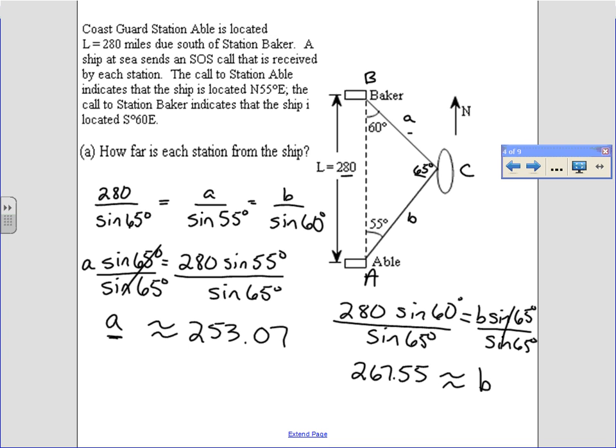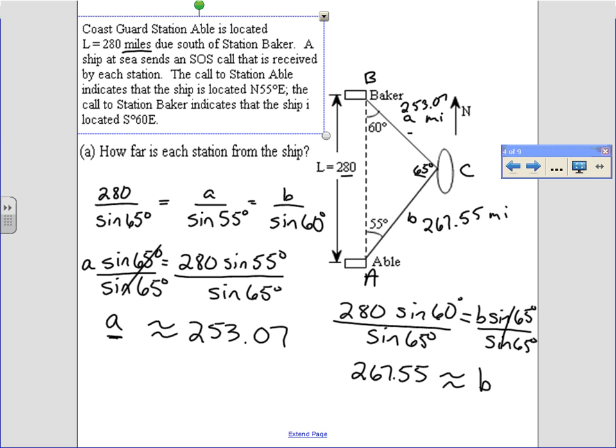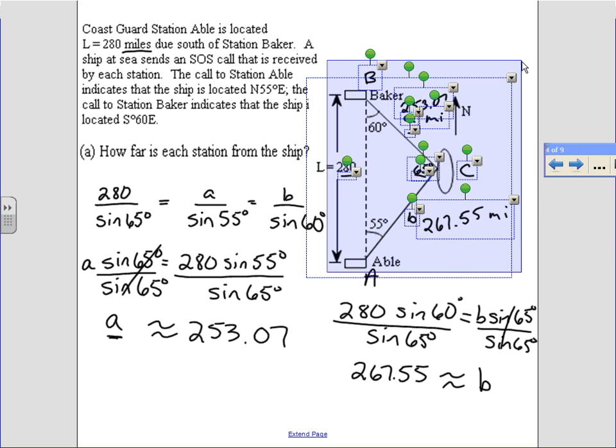I'm going to write in my numbers on my A and B here. This one's 253.07. Now I think that's going to be in miles. Yeah, because the 280 was in miles there. So this will be miles. And then this one's a further one. It's 267.55 miles. Okay. So you fill in those distances. They give you like 2 boxes to fill in there.